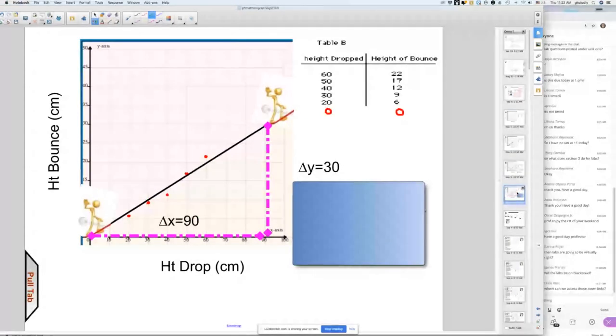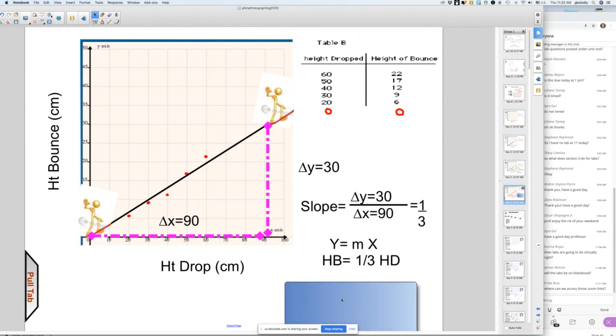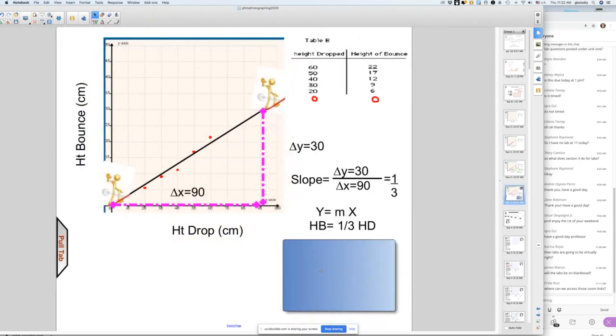Okay, so here you can see another calculation. In this case, I use just the bottom here. So from here to here is the run, and from here to here is the rise. It gives you the same numbers. It doesn't matter what 2 points you use. You get the same answer.